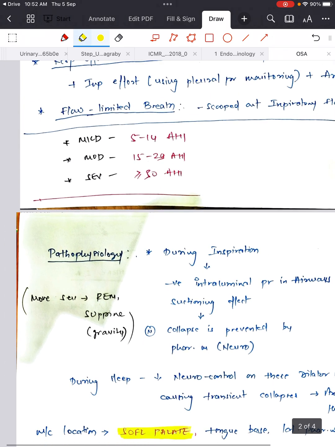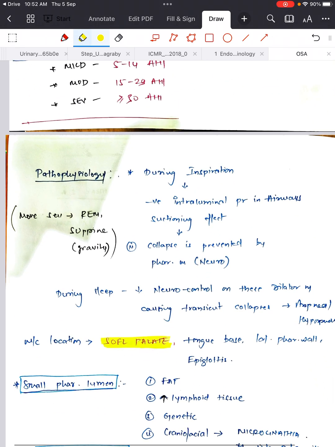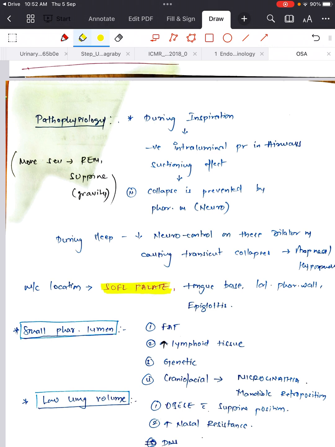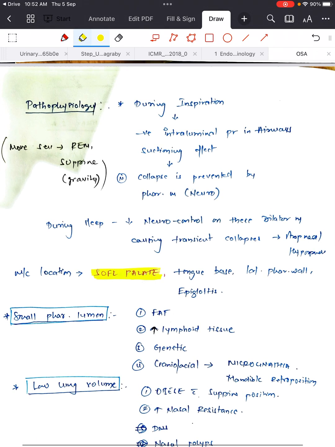Now the pathophysiology. When you inspire, there is a negative pressure in the lumen of the pharynx, and there are chances of collapse because of a suctioning effect from the negative pressure. But this won't happen when we are awake, because there are dilator muscles that protect from the collapse, controlled by our CNS. During sleep, especially REM sleep, there is decreased neuro control on these pharyngeal dilator muscles, causing transient collapse, which is related to transient apnea or hypopnea. So this is the main idea.